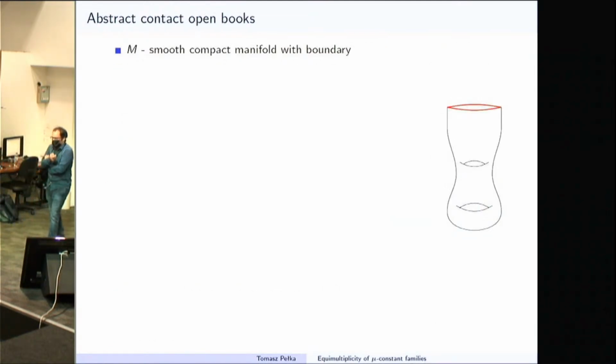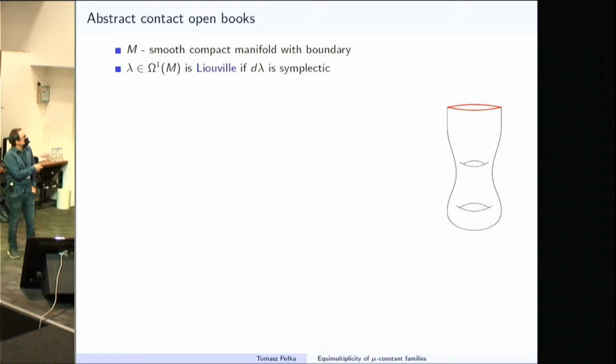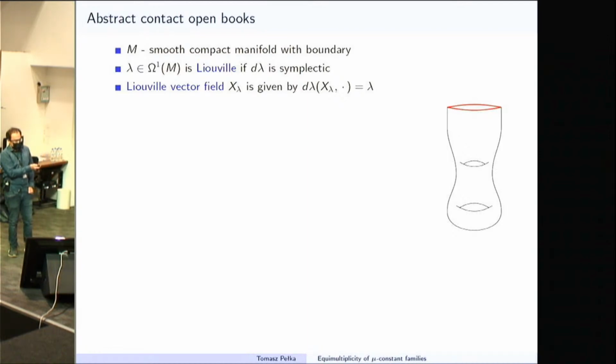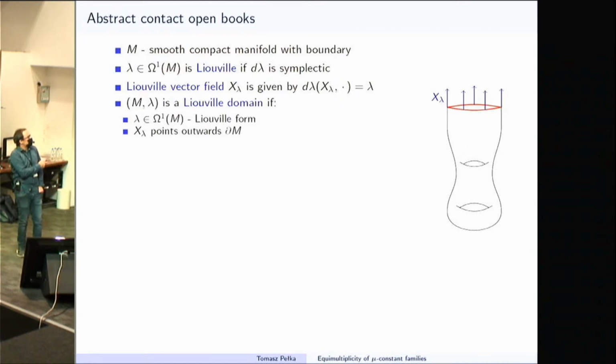For this, I need to recall other general notions in symplectic contact geometry. So I start with a smooth compact manifold with boundary, like our red Milnor fiber. I say that the form is Liouville if its derivative is symplectic, like the standard lambda that we've seen in the previous slide. And the Liouville vector field is given by this formula. So it's the unique vector field which solves this equation. Because the lambda is symplectic, this X lambda exists and is unique. And I say that the pair M, lambda is a Liouville domain if lambda is a Liouville form, and this vector field that I defined points outwards at the boundary. So I need some triviality conditions near the boundary.